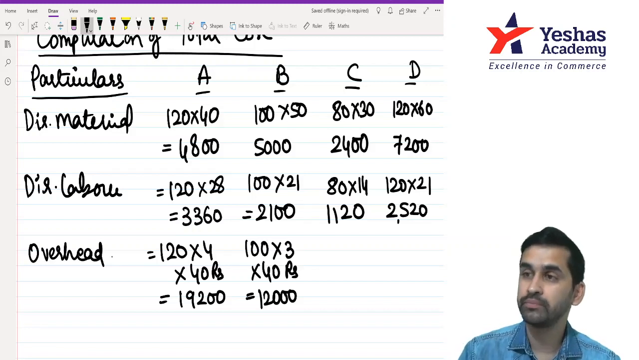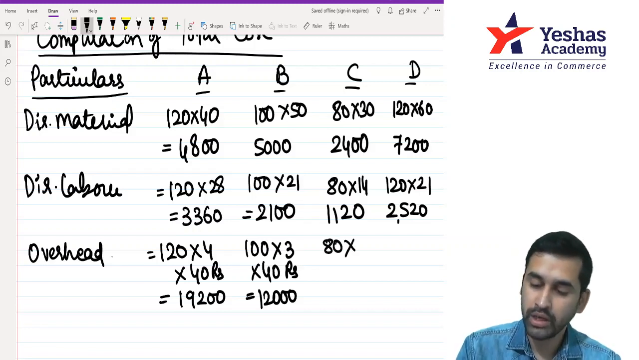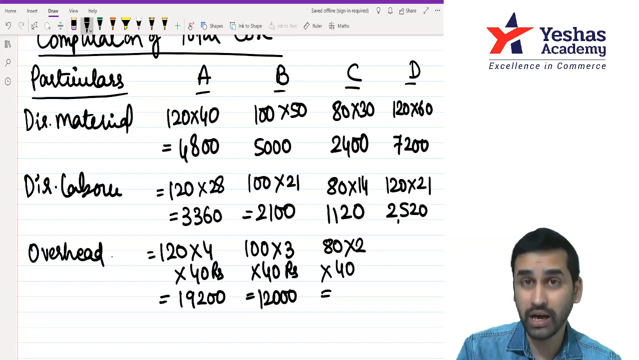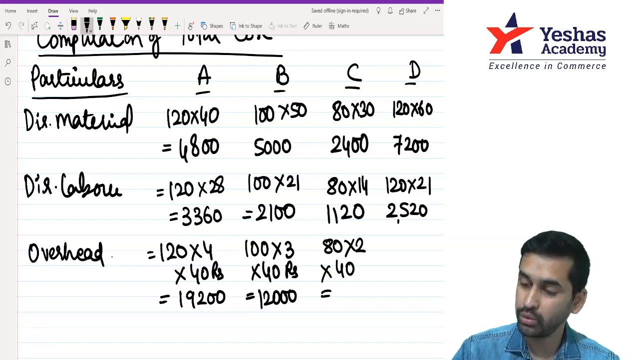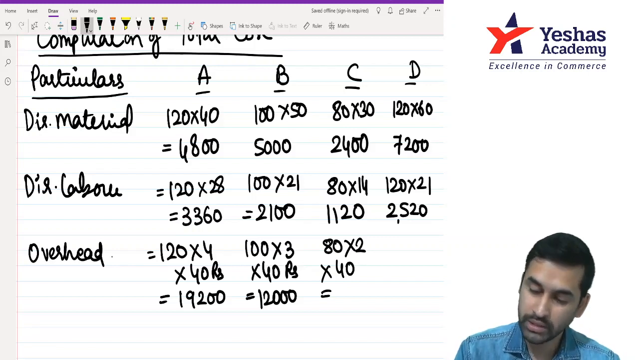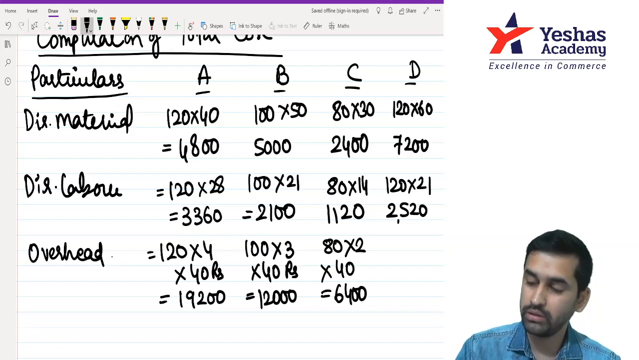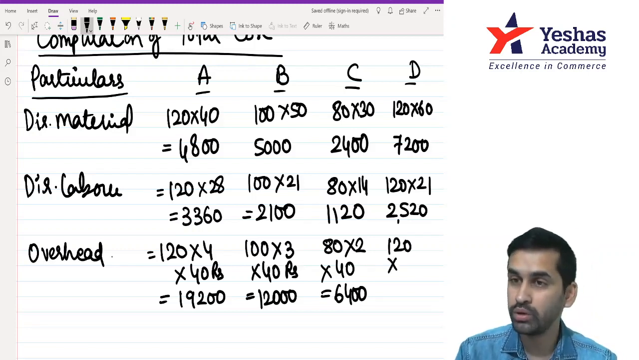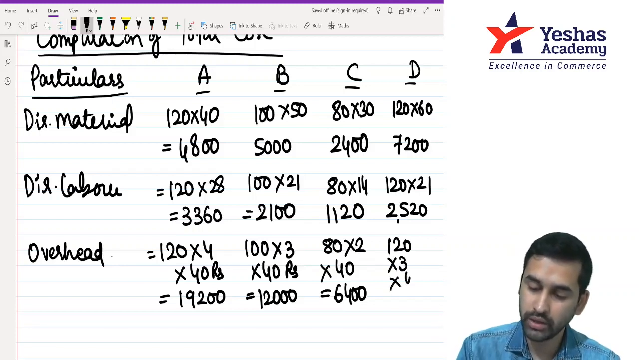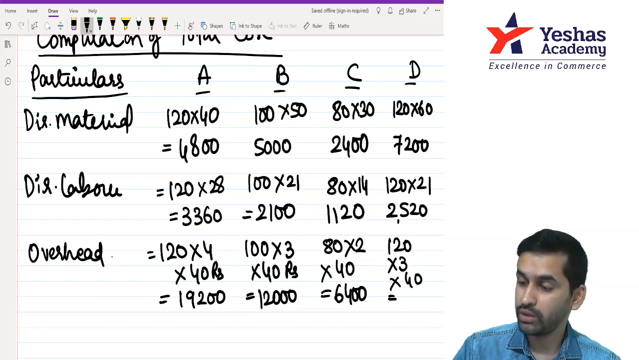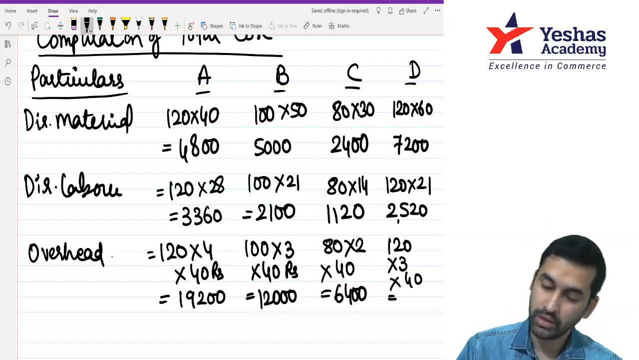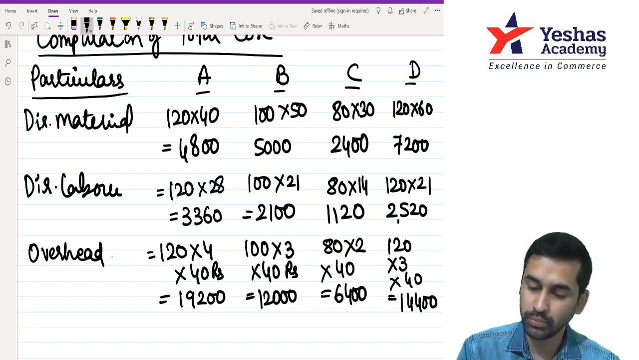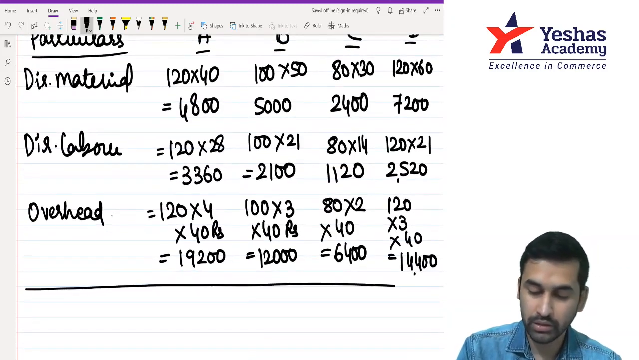Product C, 80 units. Each unit requires 2 hours, and each machine hour will cost me 40. So 80 into 2 into 40, 6,400. Last one, 120 units into 3 machine hours into 40. 120 units into 3 into 40, 14400. That's all. Now do the total.